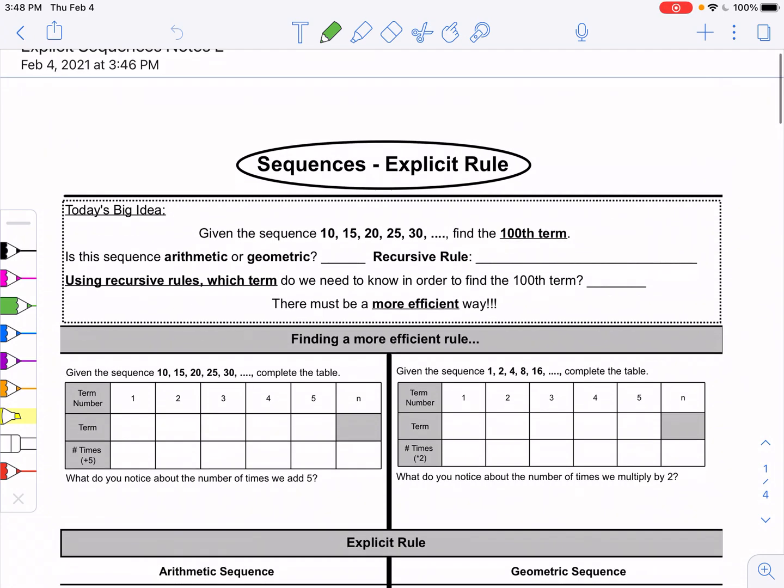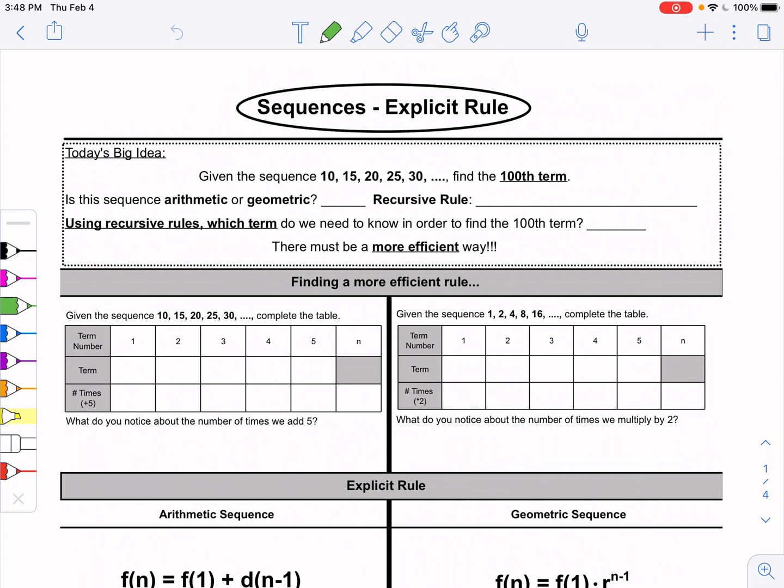Hello, Algebra 1. We're going to look at another type of rule for sequences called an explicit rule. So here's today's big idea. Given the sequence 10, 15, 20, 25, and 30, I want to find the 100th term.